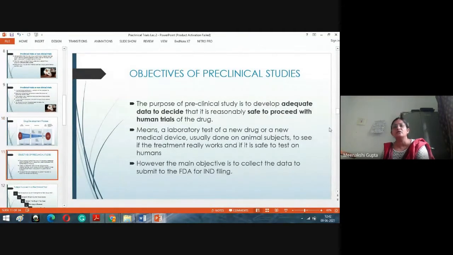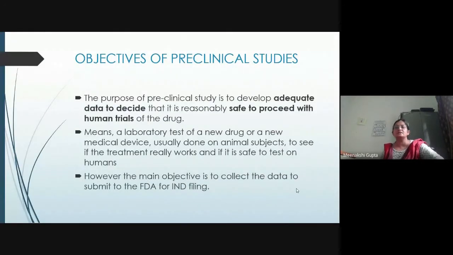Next we'll discuss the objective of preclinical studies. The purpose of preclinical studies is to develop adequate data to decide that it is reasonably safe to proceed with human trials of the drug. That is, whatever drug is being discovered, we must show whether it is safe for human beings, to get permission for testing on humans.